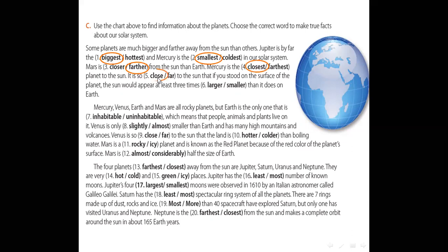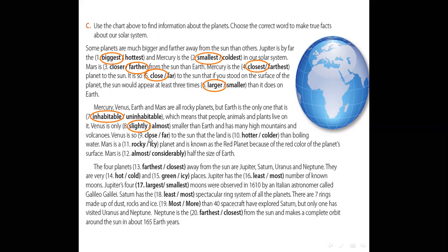It's so close, so near to the sun that if you stood on the surface of the planet, the sun would appear at least 3 times larger than it does on Earth. Mercury, Venus, Earth, and Mars are all rocky planets, but Earth is the only one that is inhabitable, which means that people, animals, and plants live on it. Venus is only slightly smaller than Earth and has many high mountains and volcanoes.